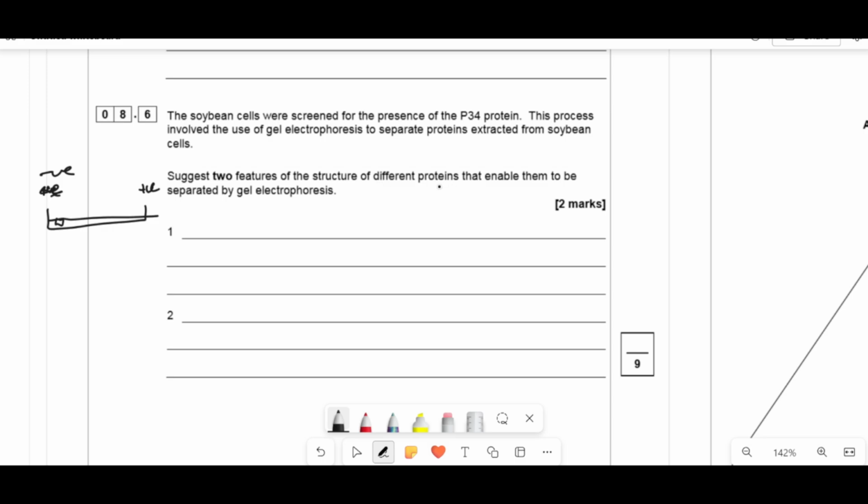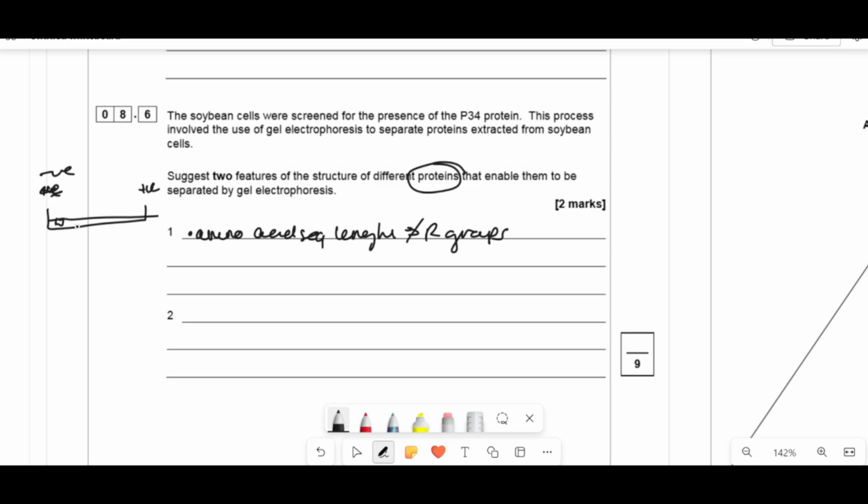So here it says, what features of proteins let them be separated by electrophoresis? If electrophoresis in the context of DNA separates them based on their length, it's probably going to separate them based on their length in proteins. So we need to think, what determines a protein's length? One of them is definitely the amino acid sequence length, and you could also talk about their R groups. If they have really fatty R groups, they're going to move slower.